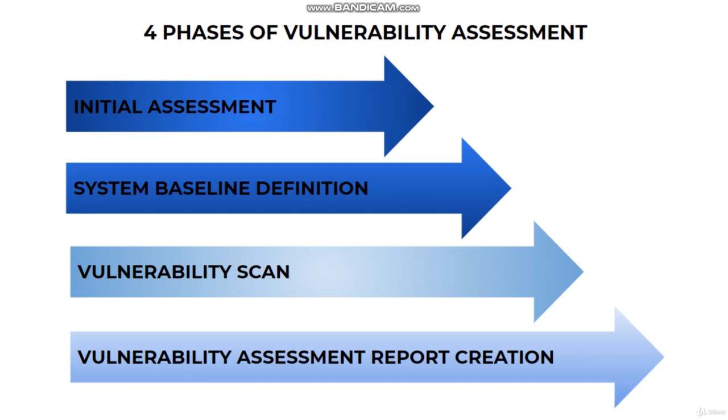The second phase is a system baseline definition. Second, gather information about the systems before doing any test. You have to make sure that you know what you are going to test. It's not a black box pen testing where you do not know anything about the organization. Generally, VAPTs or the penetration testers who perform vulnerability assessments have a clear idea of how the systems in that particular organization are going to work.